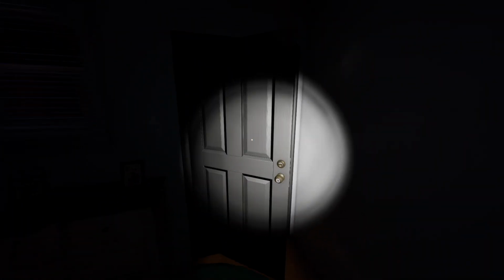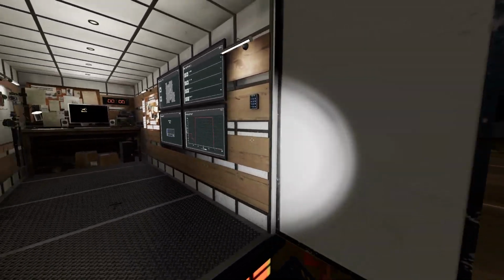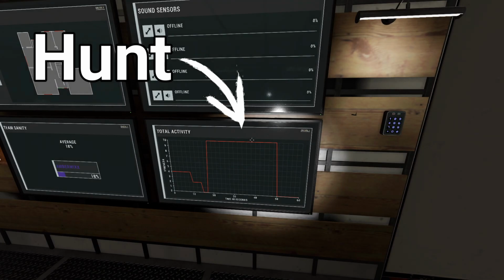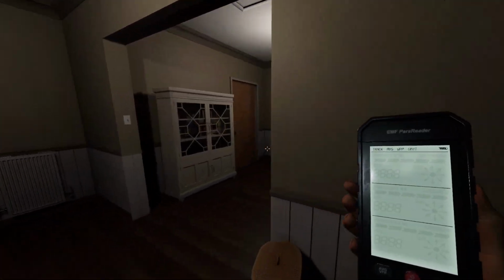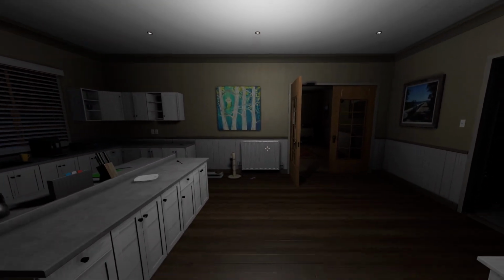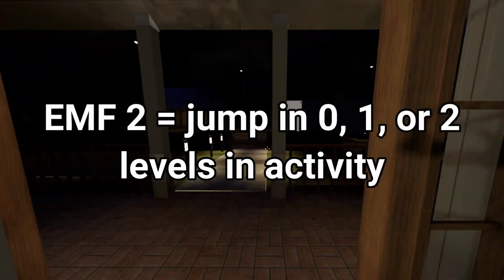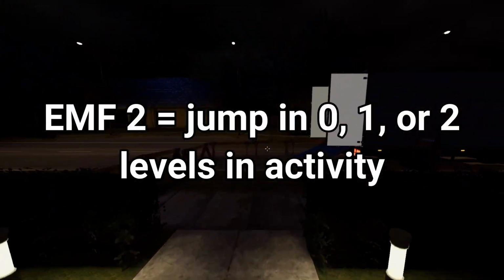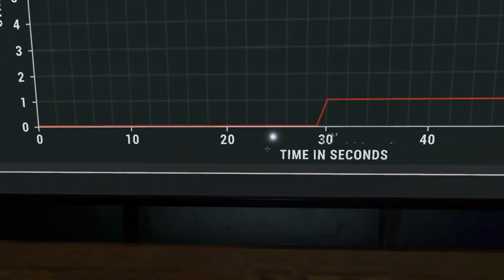The one exception for that is when the ghost starts a hunt, which will always cause the activity monitor to jump to level 10, regardless of what the activity level was at before. The monitor will show jumps based on the EMF value you would have seen in the map with the EMF reader near the interaction, and can either end up being a jump in the true EMF value or one or two numbers below that. So, for example, an EMF 2 in the map will present itself as a jump in 0, 1, or 2 levels on the activity monitor.